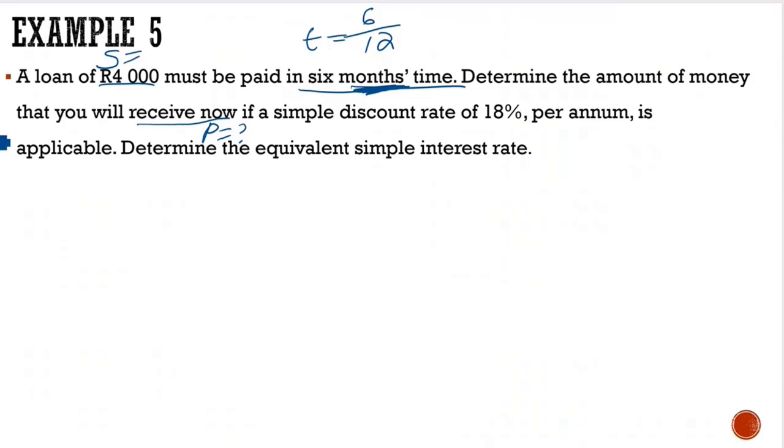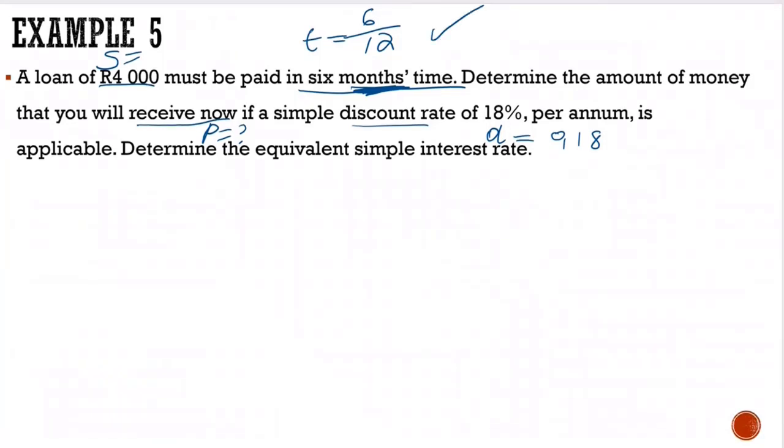If it's the simple discount, that means your little d is equal to 0.18. And can you see your discount rate? It is quoted per annum, so you don't need to change anything. You've already taken care of this one. So you have to get your P and then determine the equivalent. You also need to calculate your I. So you've got two things that you need to calculate here.